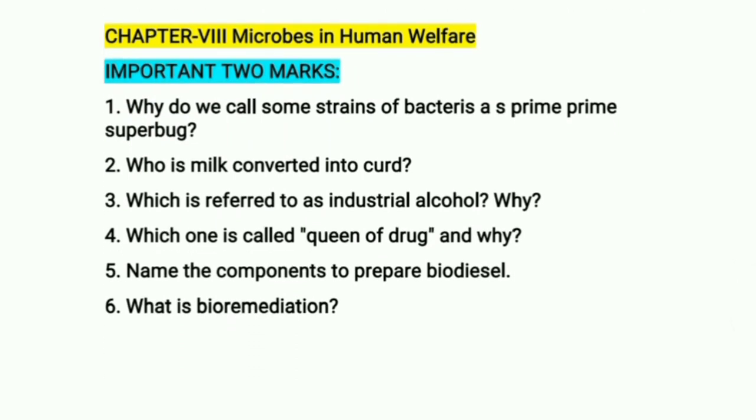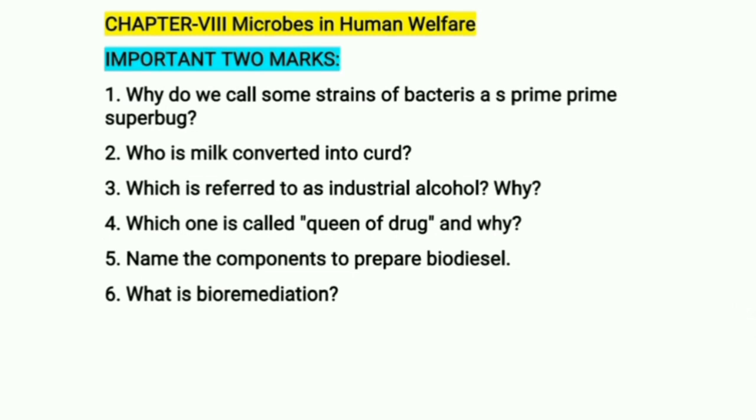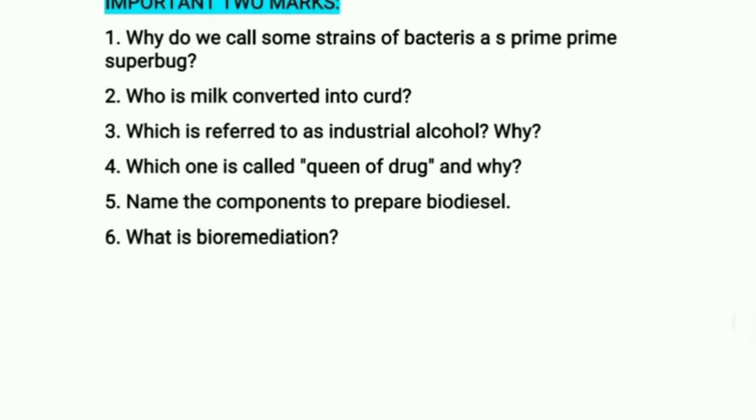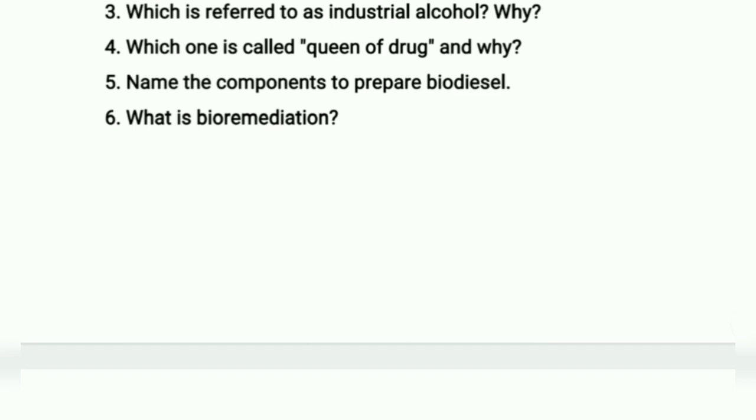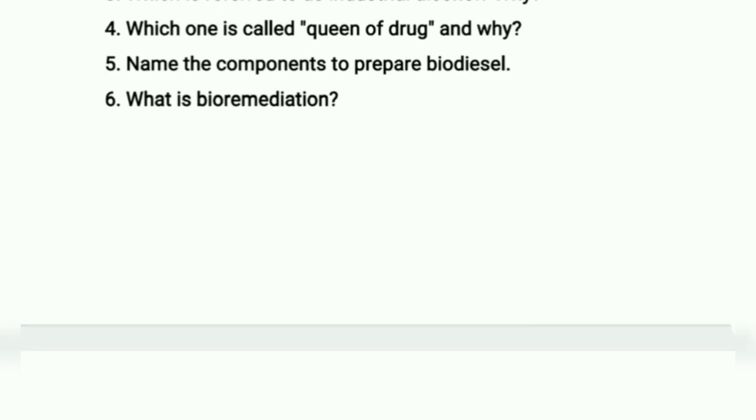Important 2 marks. Why do we call some strains of bacteria superbugs? How is milk converted into curd? Which is referred to as industrial alcohol? Why? Which one is called queen of drugs and why? Name the components used to prepare biodiesel.